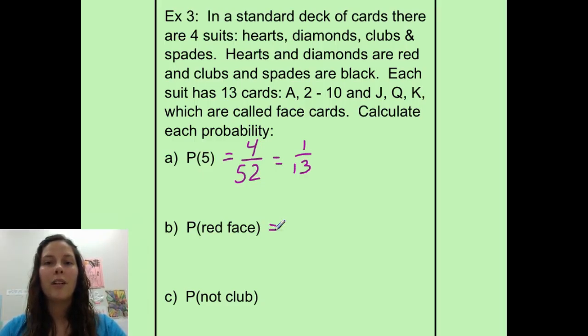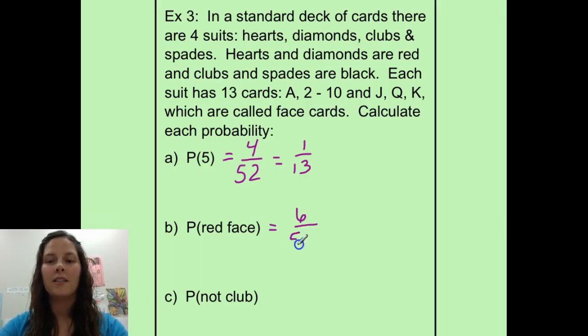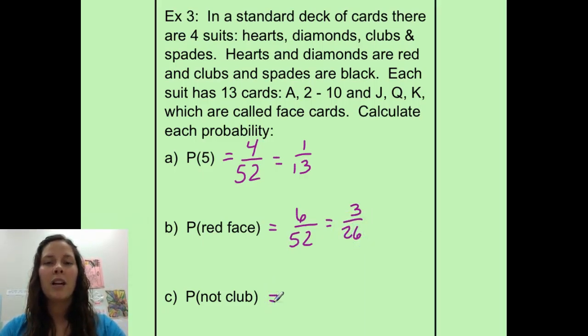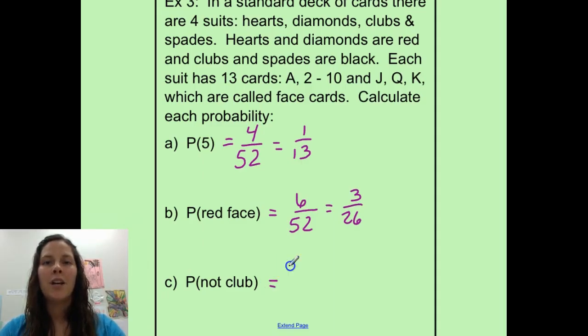What's the probability that we get a red face card? Well, there's 3 face cards in each suit, the jack, queen, and king, times 2, because 2 of the suits are red. That will give us a total of 6 red face cards out of 52, which simplifies to 3 out of 26. And finally, what's the probability that we pull a card out that is not a club? So there are 13 cards that are clubs. So if we subtract 13 from 52, we get 39 cards that are not clubs out of 52, which simplifies to 3/4.